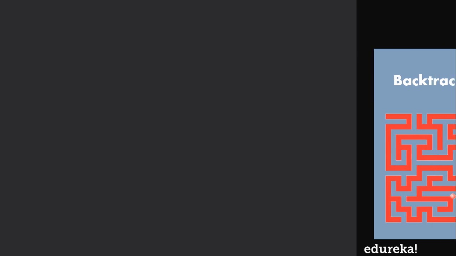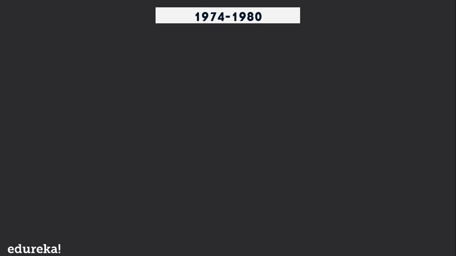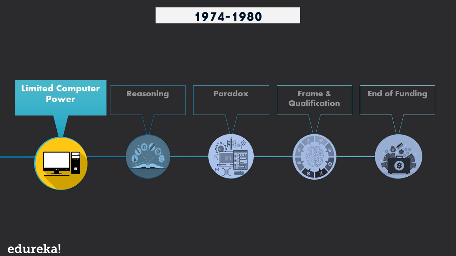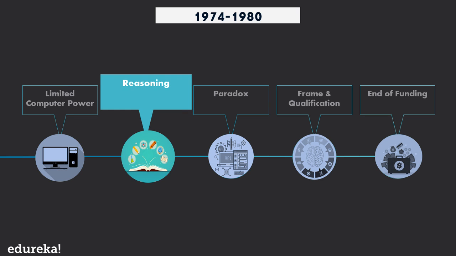Now moving on, in the 1970s, AI was subject to critics and financial setbacks. AI researchers had failed to appreciate the difficulty of the problems they faced. Some of the problems faced by AI included limited computer power. There was not enough memory or processing speed to accomplish anything truly useful. The next one was reasoning.